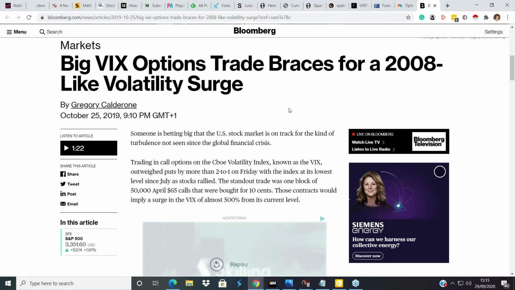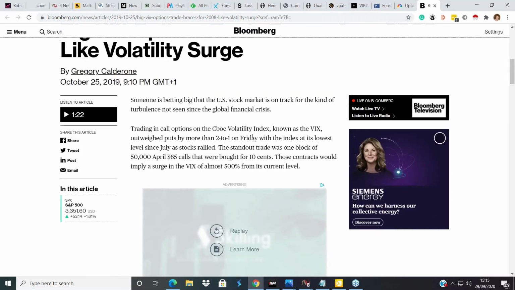It works, it has an inverse relationship. But this was a particular one, as I said, back in October. This is before any pandemic, any major reversal, all the volatility that happened in March. So whoever it was bought these calls.